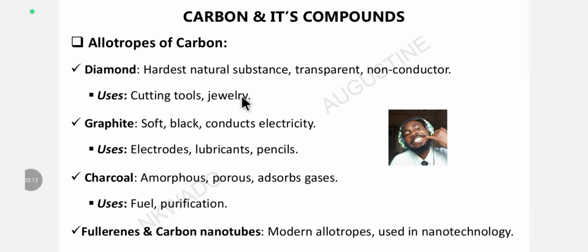Diamond is also used as jewelry. All those things where they display, all those diamond teeth. That's it. It's used for jewelry. Now let's look at the next allotrope of carbon.